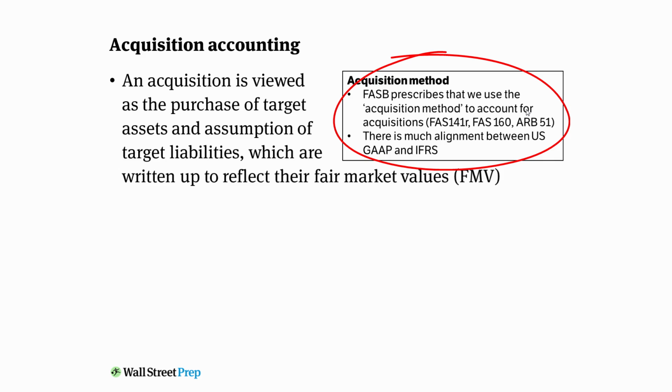There's much alignment between US GAAP and IFRS. In other words, the accounting rules are generally quite similar. So everything that we go through here in this course is applicable both to IFRS and to US GAAP. And the main premise governing the acquisition method is that the acquisition is viewed as the purchase of target assets and the assumption of its liabilities, all of which are written up or technically down to reflect their fair market values. Just bear in mind that writing up assets to fair market value is not something you can normally do.